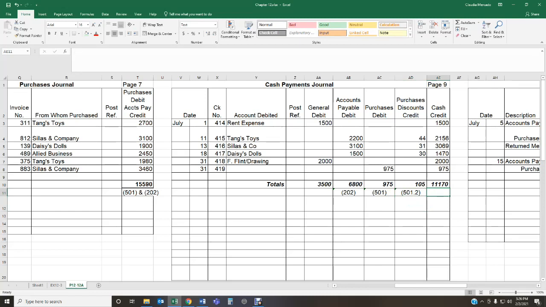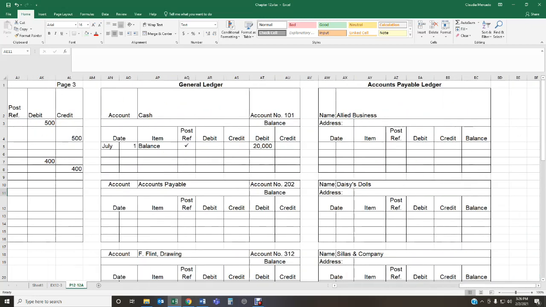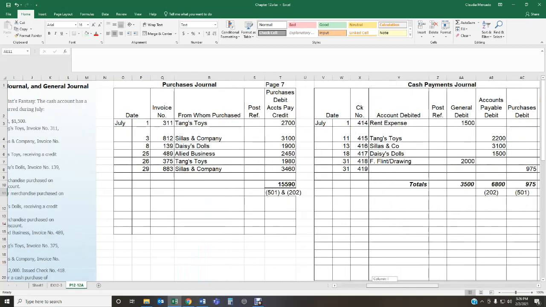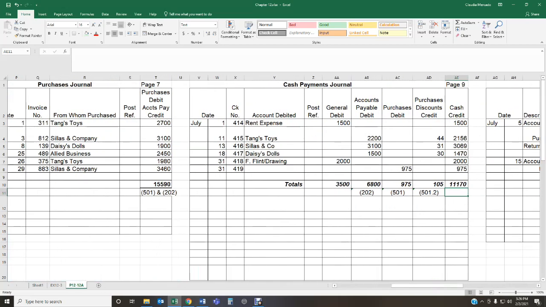And then we've got a total of cash credit of $11,170. Cash is account number 101. Okay, so 101 is my account number. So I basically identified my general ledger account number for my accounts payable debit, my purchases debit, my purchases discount credit, and my cash credit.